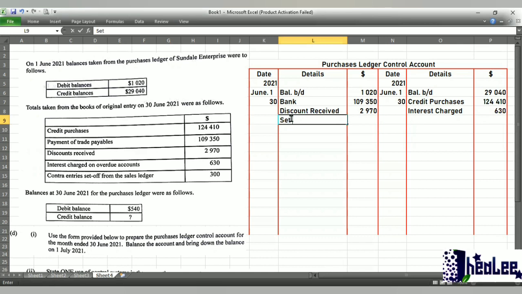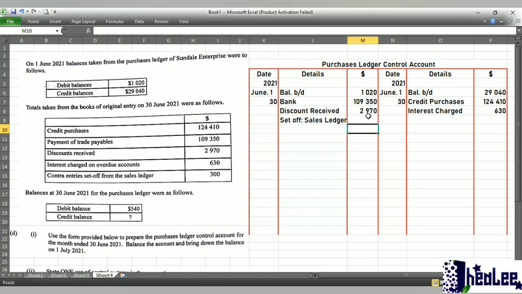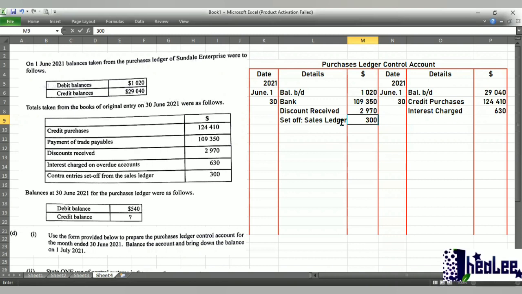Remember, that is set off. In setting off, your sales ledger control will be credited, and your purchases ledger is debited to show that reduction in the account, and that is $300. So what this is saying is that you are no longer owing the supplier $300, and the customer is no longer owing you that $300, because again, the same person that is a supplier to the business is also a customer, and based on agreement, both parties decided to squeeze out that value that is owing.